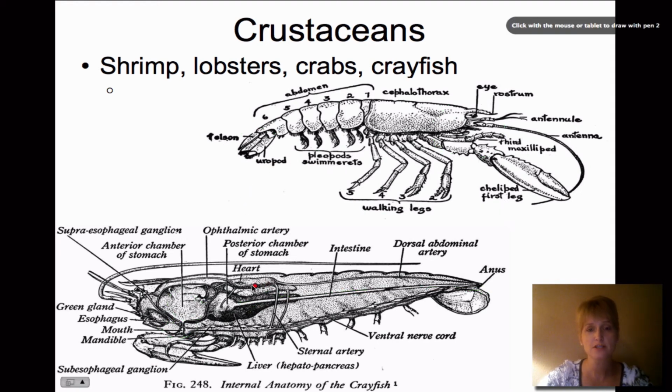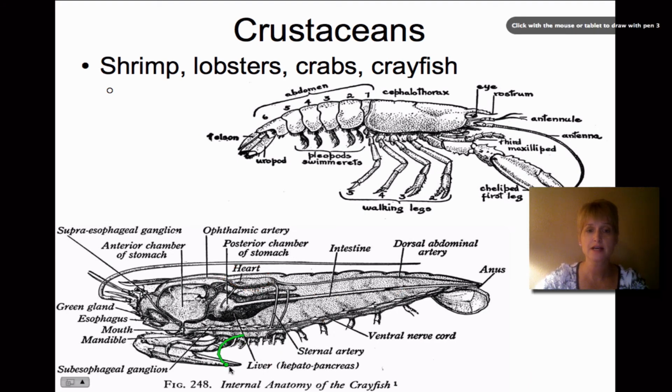They have other specialized structures. So they have a heart, and then you'll see this dorsal artery, and that allows them to move oxygen throughout the crayfish. We also see that the crayfish has a liver. So the liver has become part of its system. And so very specialized structures within the crayfish.